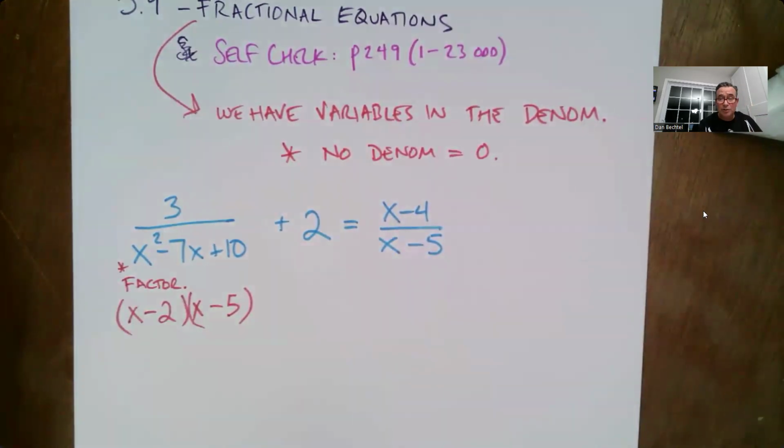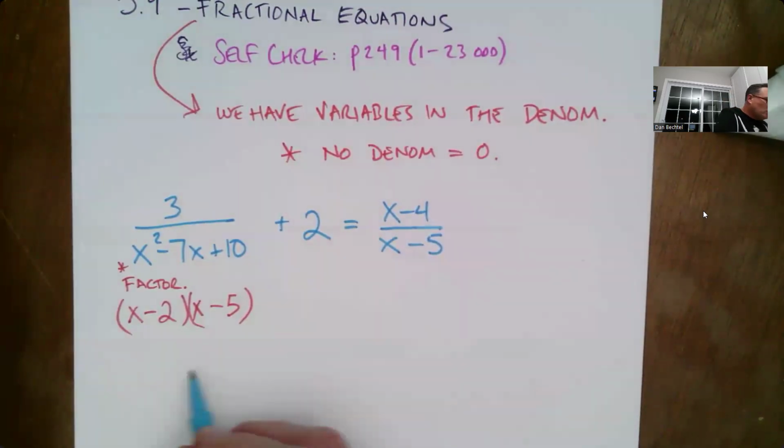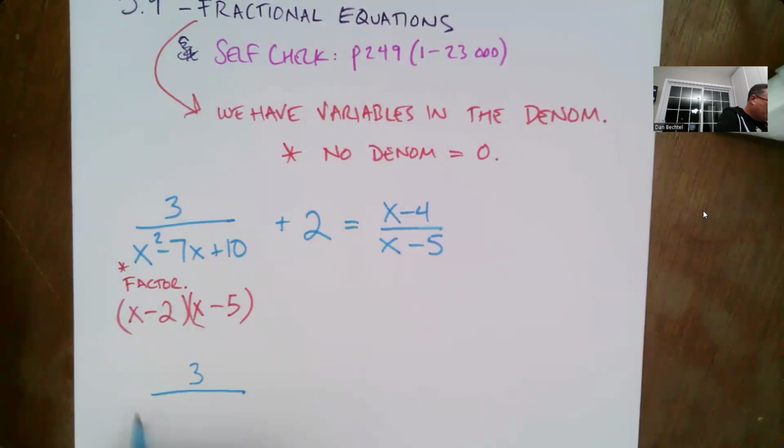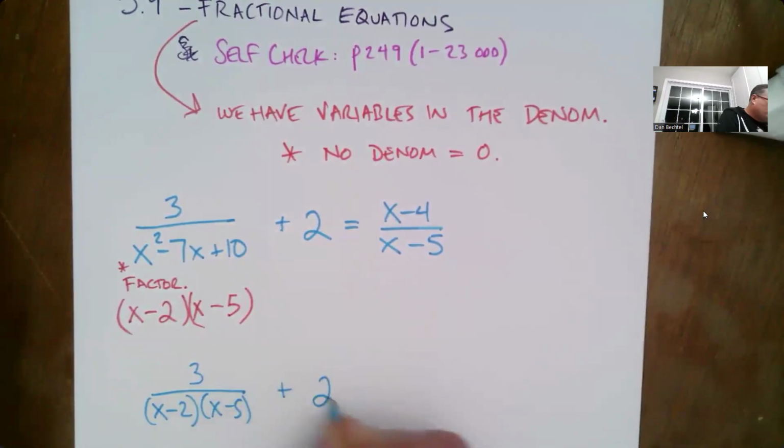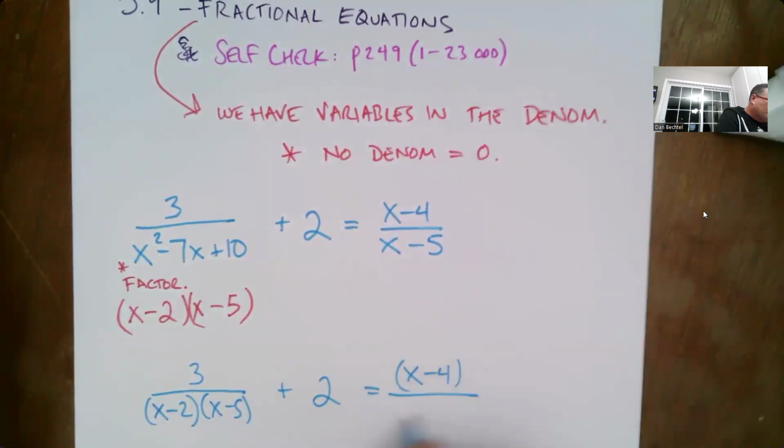Now, I'm going to rewrite this whole problem just to make sure that we have a place to look at it all at the same time. So we will have 3 over x minus 2 times x minus 5, plus 2, is equal to x minus 4 over x minus 5.